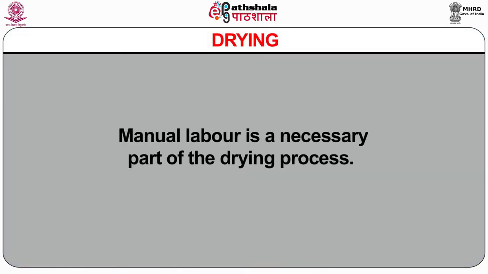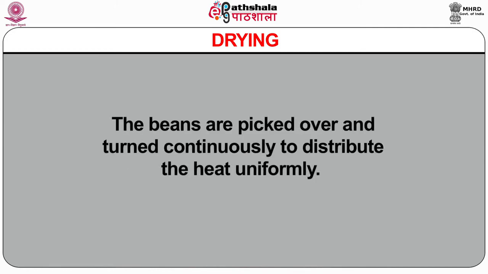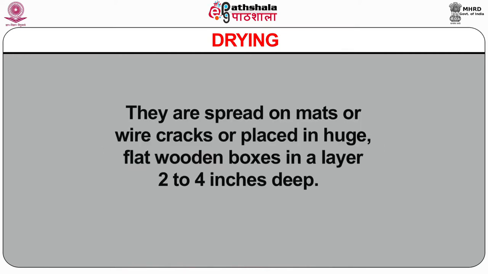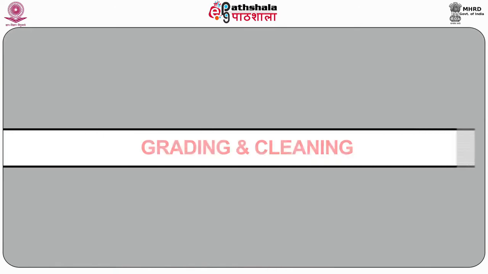Manual labor is a necessary part of the drying process. The beans are picked over and turned continuously to distribute the heat uniformly. They are spread on mats or wire racks or placed in huge flat wooden boxes in a layer 2 to 4 inches deep. Grading and cleaning. Then they are cleaned at a preliminary stage to remove any stones or other objects by sieving. The dried pulp around the bean is removed.